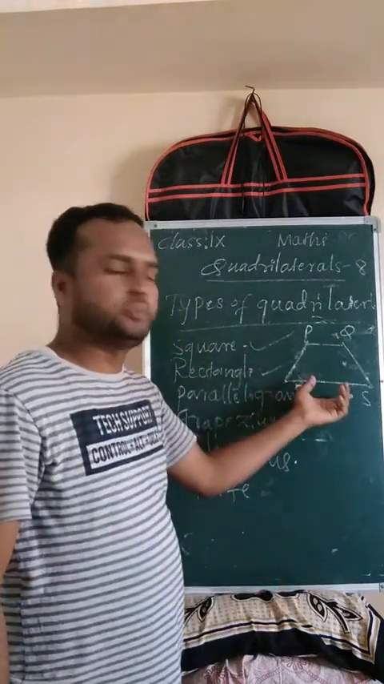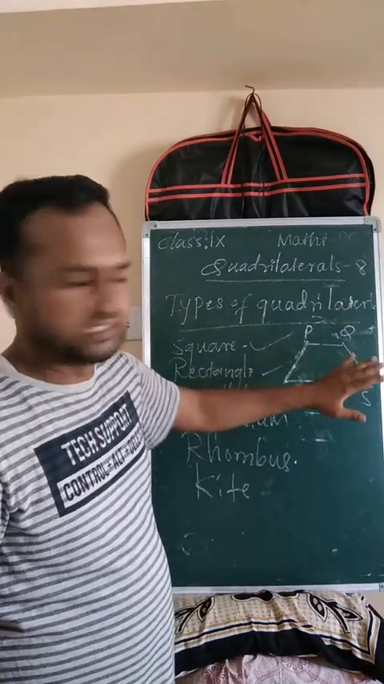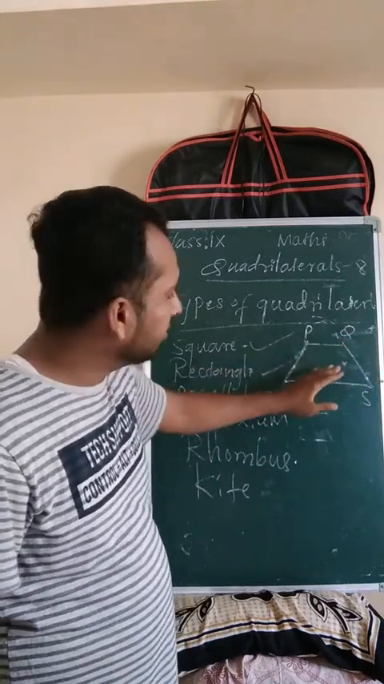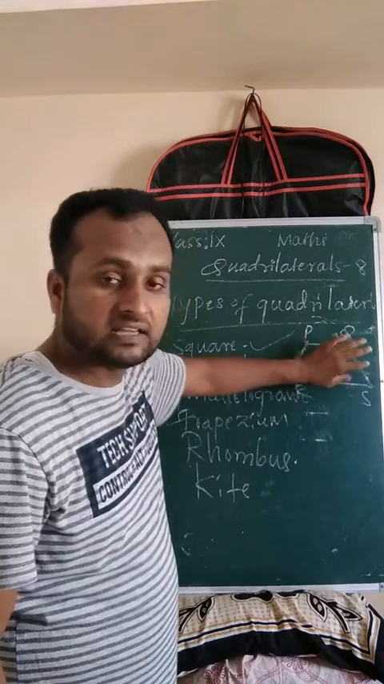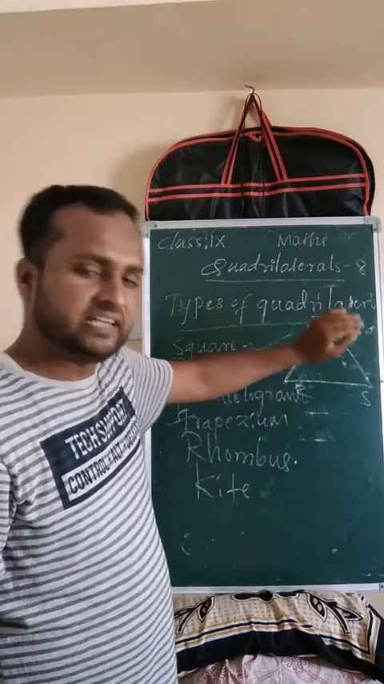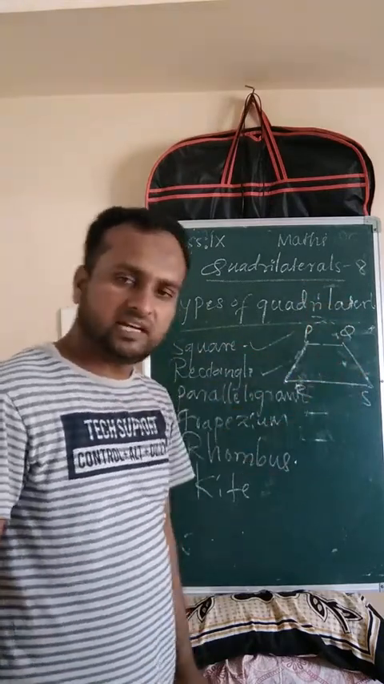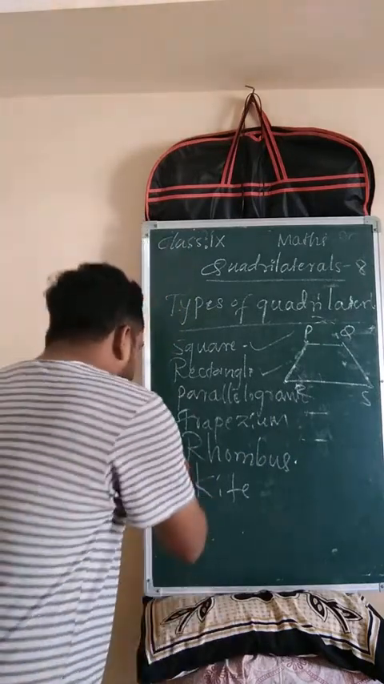Now see that same property here. Here also the diagonals bisect each other, and it has two diagonals. The sum of the four angles of a trapezium is 360 degrees. These are the properties of the trapezium. Now the next one is the rhombus.